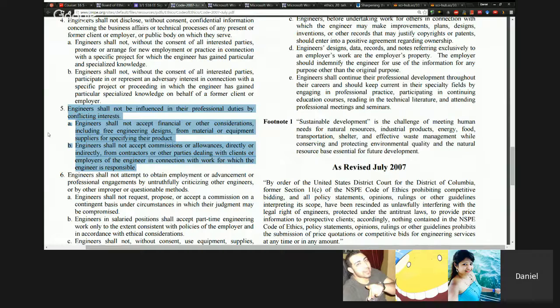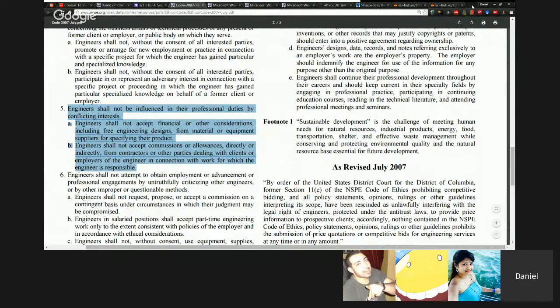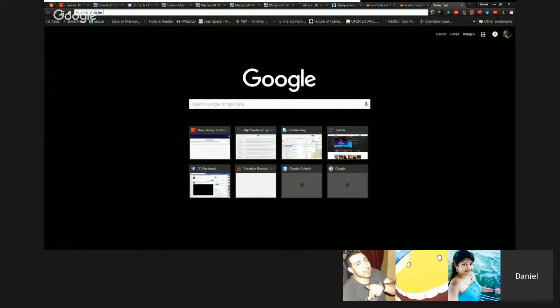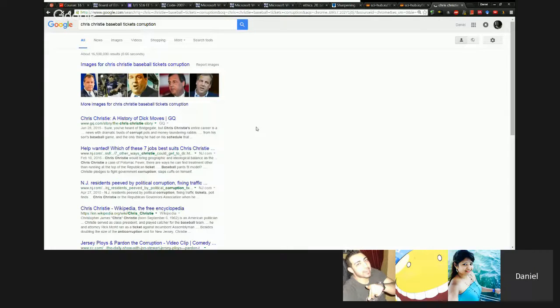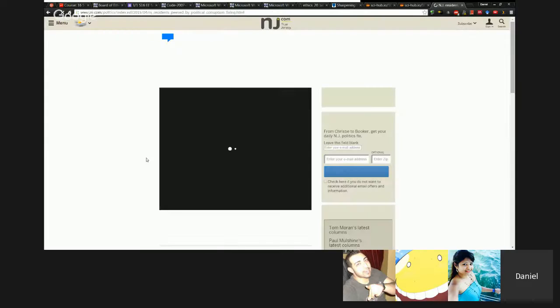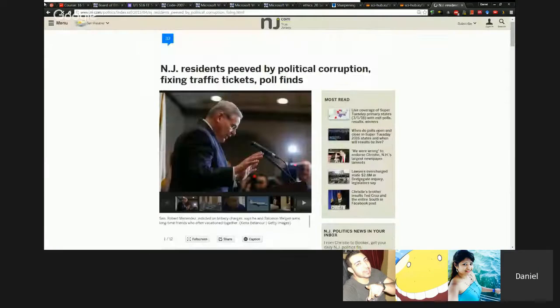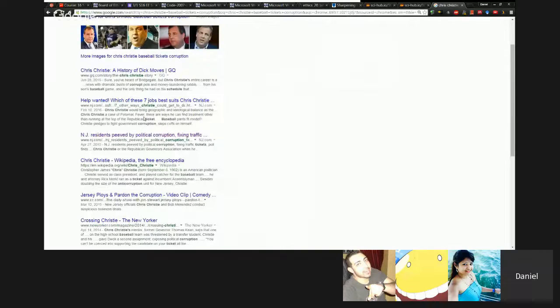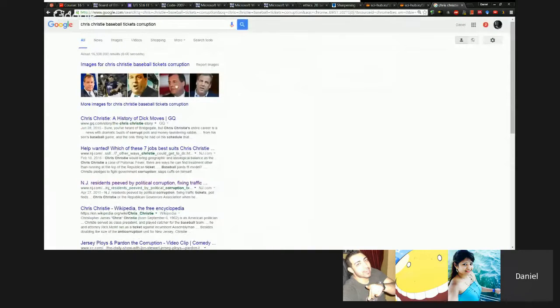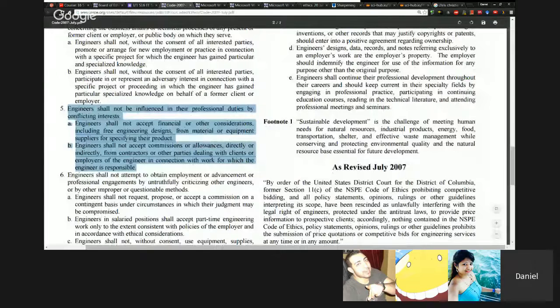So you're allowed to take gifts that are like coffee and donuts before a meeting, but you're not allowed to take actual personalized gifts. Of course, yeah, I was going to show Chris Christie taking baseball tickets. Chris Christie has taken all sorts of gifts and so on, being the governor, and these activities are in clear violation of the New Jersey state ethics policy, but no one really holds him responsible.